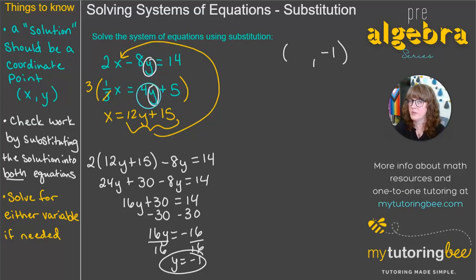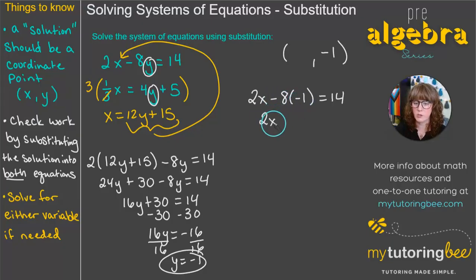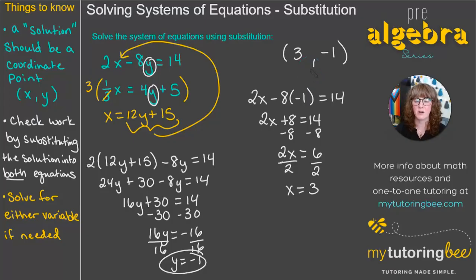Again, I don't want to deal with that fraction right there, so I'm going to use this first equation. So we've got 2x minus 8 times negative 1 equals 14. Again, our goal here is to get rid of one of the variables so that we can solve for the other. Negative 8 times negative 1 will give us 2x plus 8 equals 14. Subtract 8 from both sides. That gives us 2x equals 6. And then we're going to divide by 2, x equals 3. So that is the x portion of our solution.